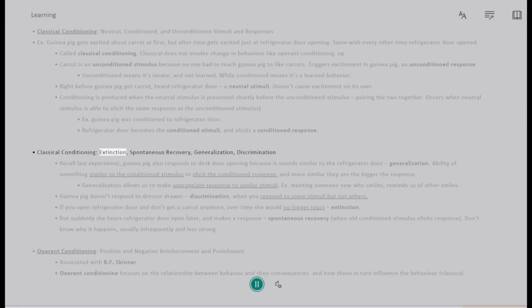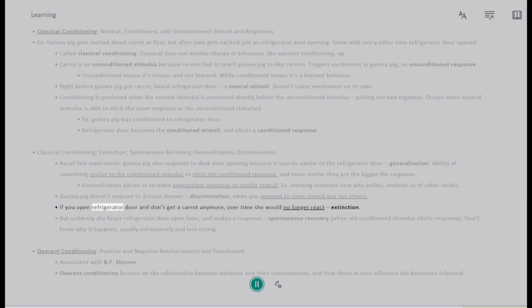Classical conditioning: extinction, spontaneous recovery, generalization, discrimination. Recall the last experiment: the guinea pig also responds to a desk door opening because it sounds similar to the refrigerator door. That's generalization, the ability of something similar to the conditioned stimulus to elicit the conditioned response, and the more similar they are, the bigger the response. Generalization allows us to make appropriate responses to similar stimuli, like meeting someone new who smiles and reminds us of other smiles.